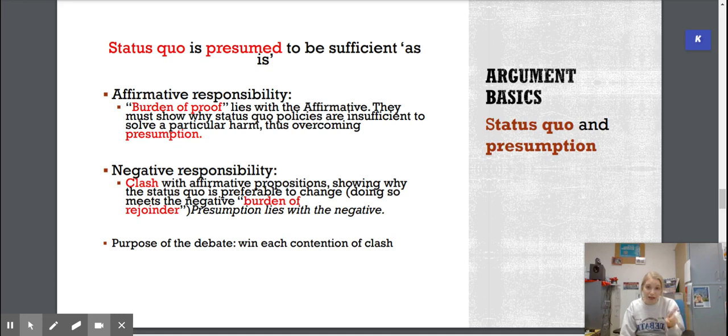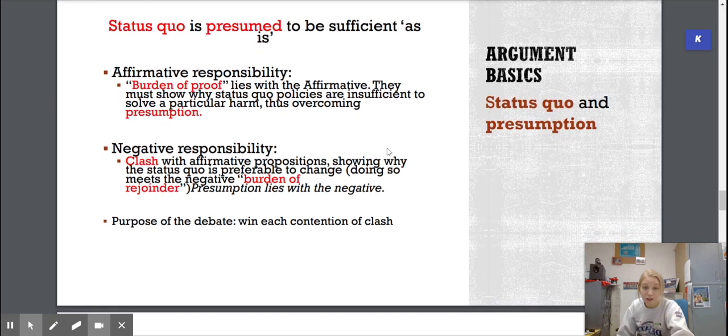The negative, on the other hand, has a different responsibility. So they must clash with the affirmative propositions, showing why the status quo is better than changing things. And that's the burden of presumption or the burden of rejoinder. So we presume that things are fine. We don't really need to change things. Or there's too many bad things that will come from changing things, so we should keep things as they are in the status quo. Debaters on both sides need to respond to all of the clash within the round.